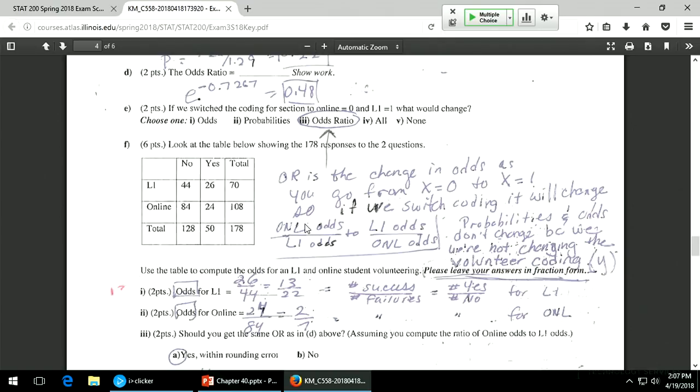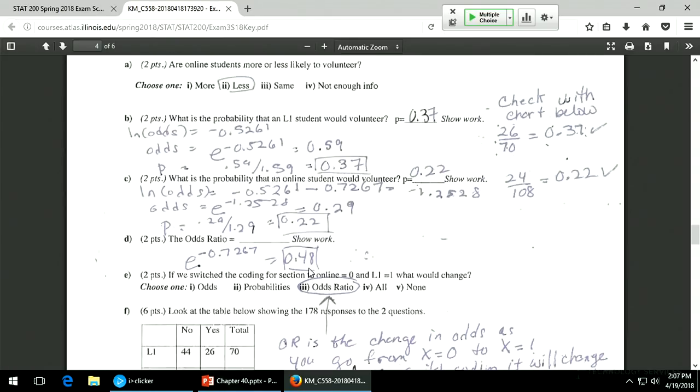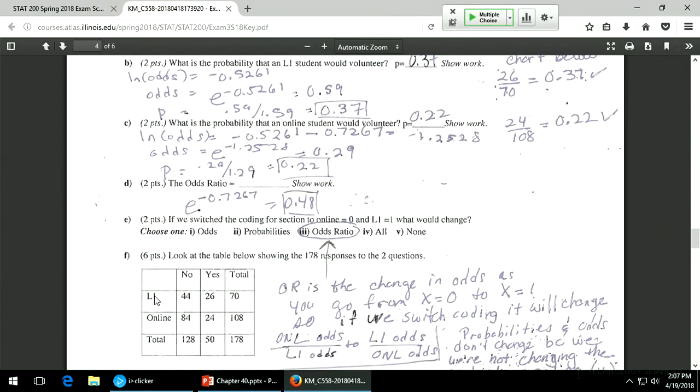Right now, we have online over L1 odds. We'd switch it the other way. But the probabilities and odds don't change because we're not changing the probability, the volunteer coding. Look, the probability that an L1 student will say yes is not going to change, or that an online student will say yes. We're not redefining what probability means here.